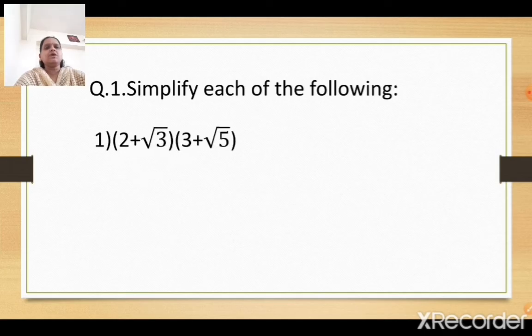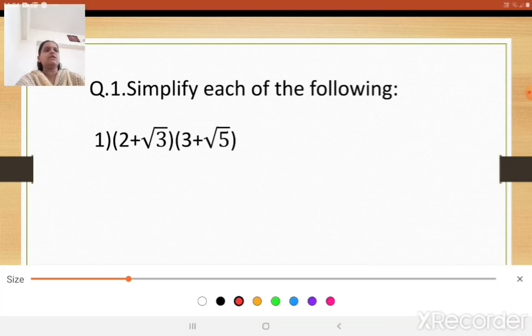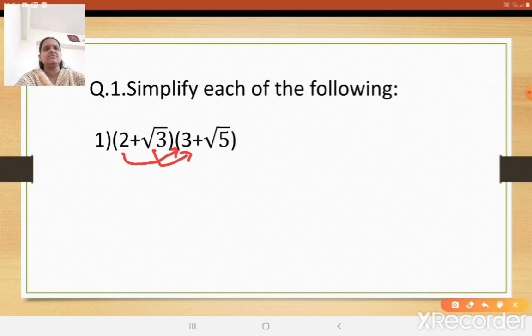The first sum: (2 plus root 3) in the first bracket multiplied by (3 plus root 5). How to multiply? Do you remember? Yes, we have to consider these two as binomials. How to multiply binomials, we have done already in 8th standard. The same concept we will use over here. As per the binomial rule, we will multiply the first term by the second bracket, and then the second term, keeping the plus sign as it is, multiplied by the second bracket. Is it correct? So according to this, what will be your next step?